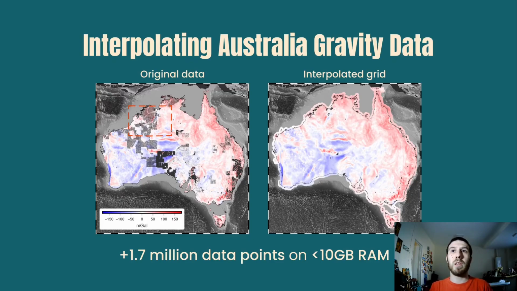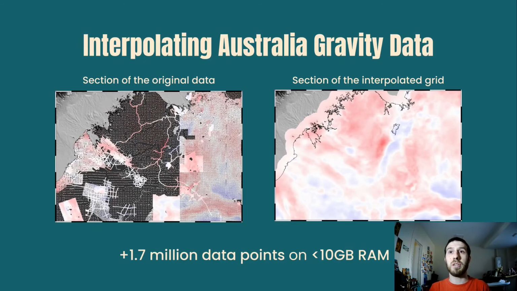Using gradient-boosted equivalent sources, we managed to interpolate ground gravity data from Australia containing more than 1.7 million data points using less than 10 GB of RAM. Here you can see the original data on the left and the interpolated grid on the right with a resolution of 1 arc-minute. And here you can see a section of the original data and the same section of the interpolated grid.